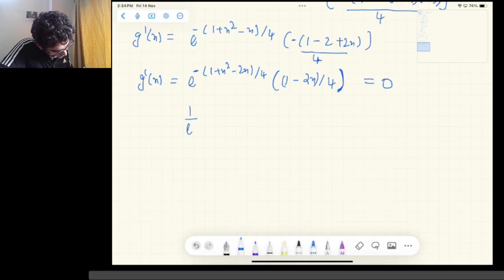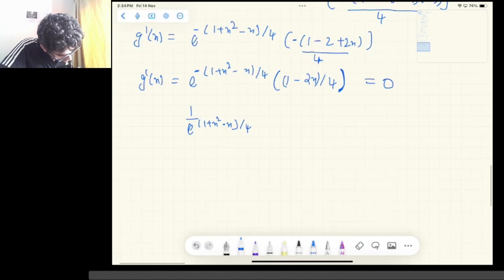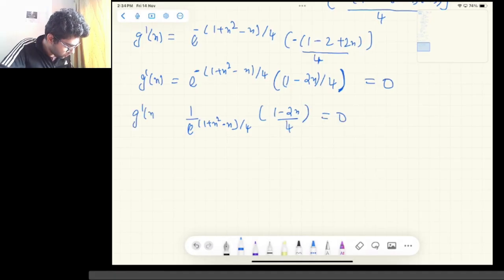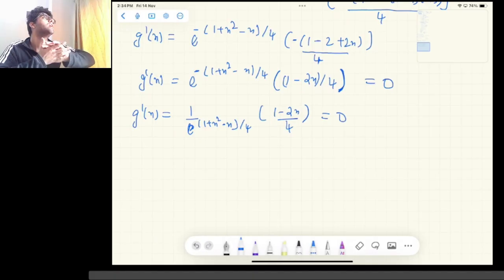what I can do is I can just take this down and I'll be left with 1 plus x square minus x divided by 4, and this gives me 1 minus 2x divided by 4, right, equals to 0. So this becomes 0 when 1 plus x square minus x divided by 4 moves to infinity, right? But we won't be taking that into account. 1 plus x square minus x divided by 4 moves to infinity when x moves to infinity, right?